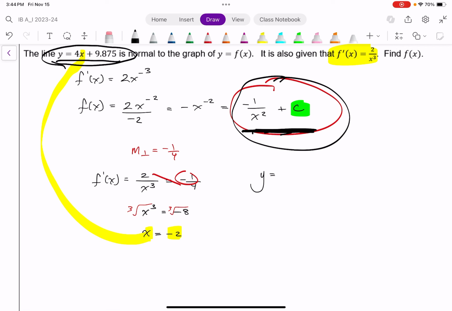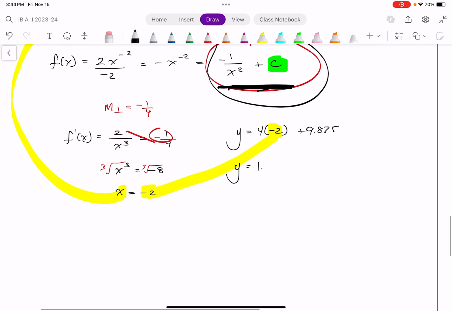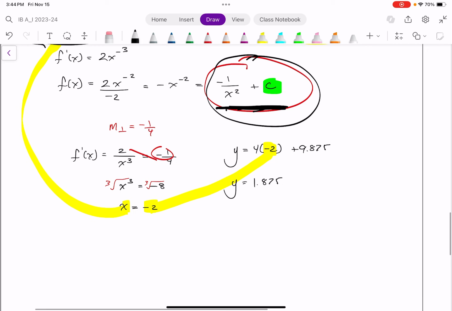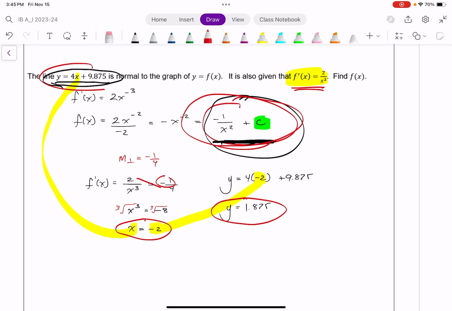Let's look at y equals, instead of 4 times x, let's put -2 into there. And pretty quickly, I get y equals -8 plus 9.875. Or when I add it together, I get y equals 1.875. So I now know when x is -2 and y is 1.875, my function here has a slope of -1/4. Sorry, my function here has a slope of -1/4 and crosses this here.